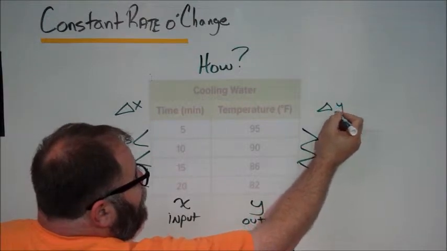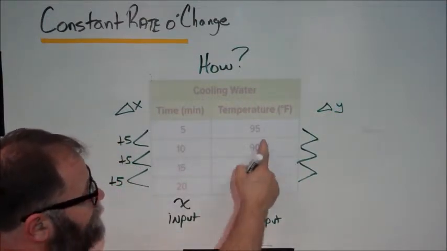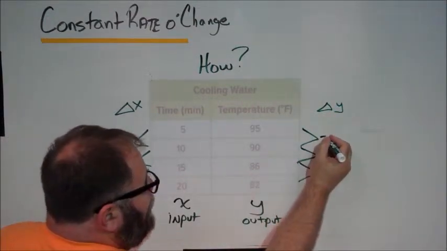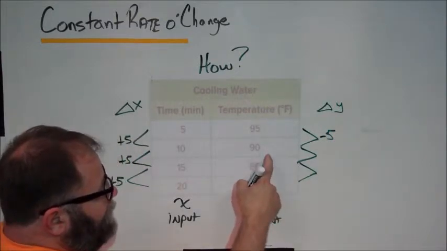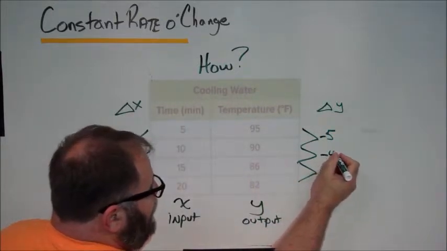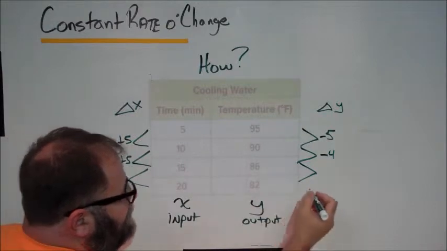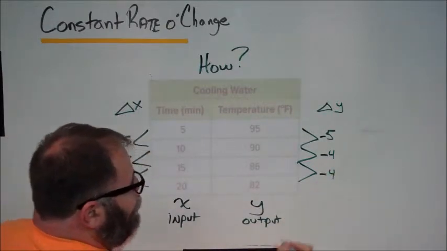And the change of y, delta y. Now I've got 95 to 90, that's negative 5. 90 to 86, that's negative 4. 86 to 82, that's negative 4.